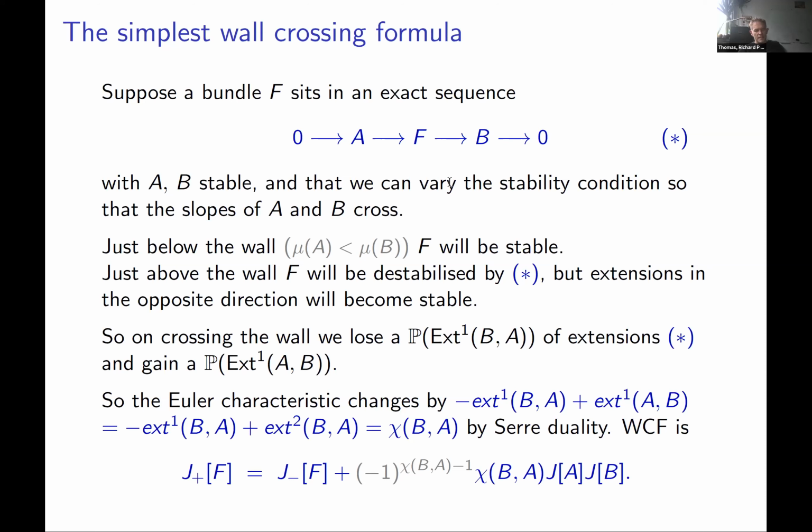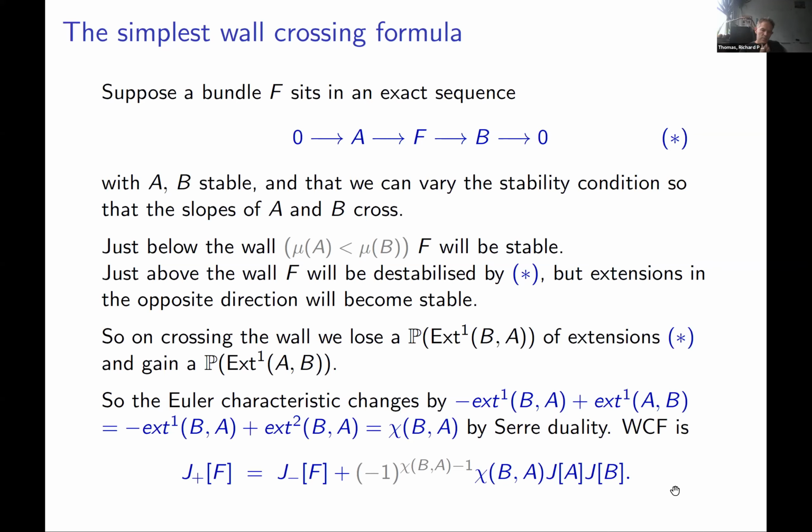When F can split into more complicated pieces, like three pieces, four pieces, then you get cubic terms, quartic terms, and so on. So you get a more complicated formula, but it always has the same shape. The coefficients are topological, universal coefficients, and then you get essentially a polynomial in lower order DT invariants. And what do I mean by lower? Here it's clear, A and B have smaller rank than F. So you get lower order terms in some sense.